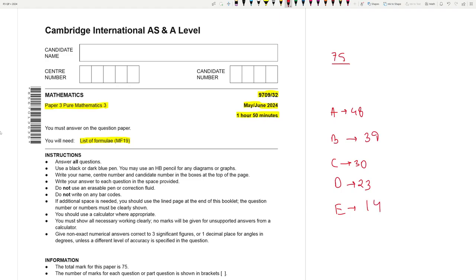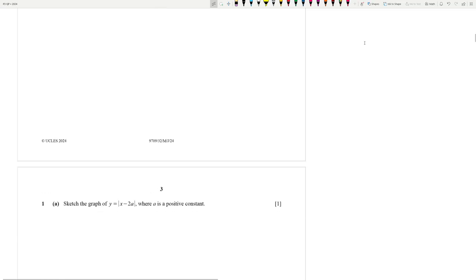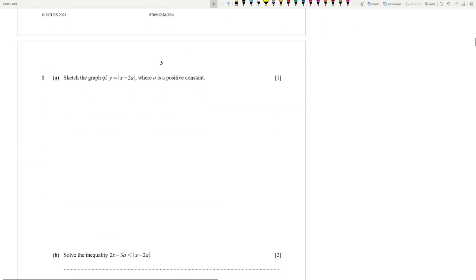So A star, where should it be? As you can see, it's like 9 marks above this, so 9 marks plus this, that's 57. A star should be at 57. Okay, so yeah, pretty average paper, I guess. But component 3-1 and 3-2 were harder than component 3-3. Okay, so let's start. Let's sketch the graph of this where a is a positive constant.